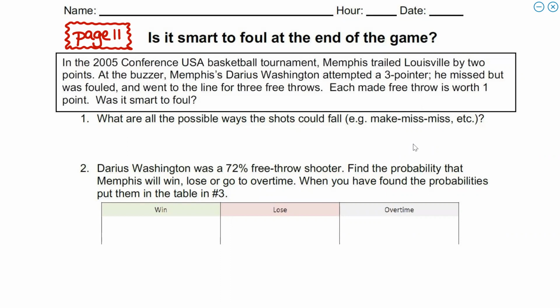Oh, where'd my stuff go? How did that all just pop off of there? There we go. Weird.